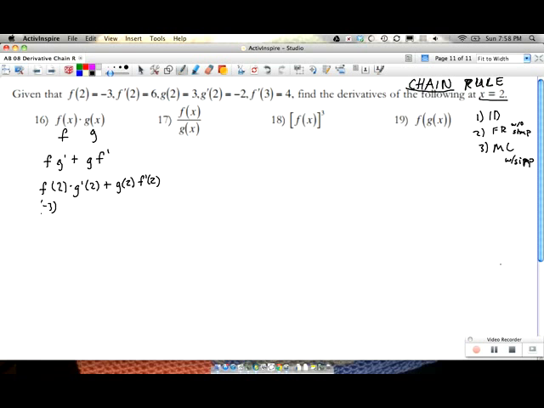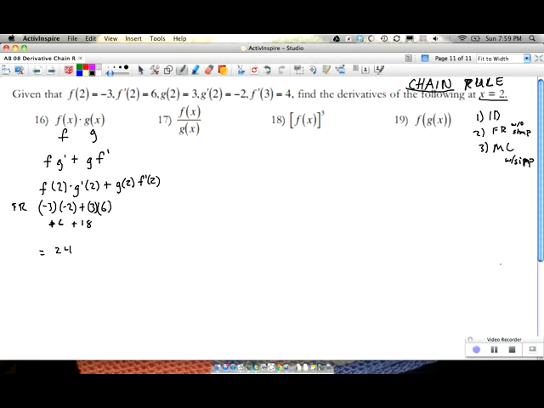That means that f of 2 is really negative 3. G prime of 2 is negative 2. G of 2, where is that at? That's 3. And f prime of 2 is 6. Okay, so what do we get with this? Looks like we have a negative 6 here plus 18. Oh, that's a positive 6. Negative times a negative is a positive. So this would equal 24.